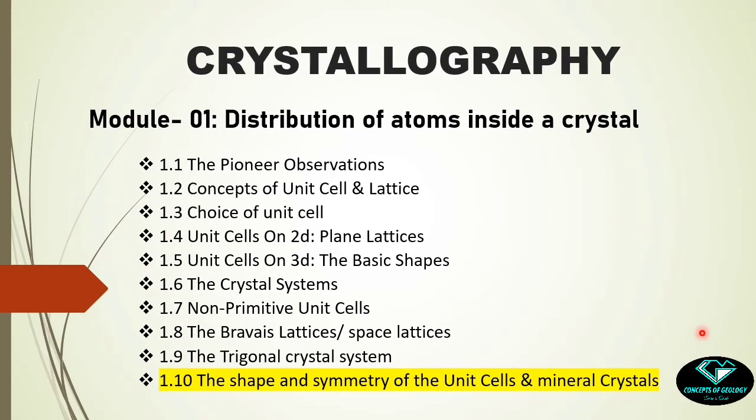Today is the last class of Module 1, and in this class we will learn about the shapes and symmetries of the unit cells and mineral crystals. This is the ultimate goal of learning, the optimum understanding of Module 1, which was the distribution of atoms inside a crystal. We will learn today what the relationship is between the shape symmetry of the unit cell and the resulting mineral crystal. So let's begin.